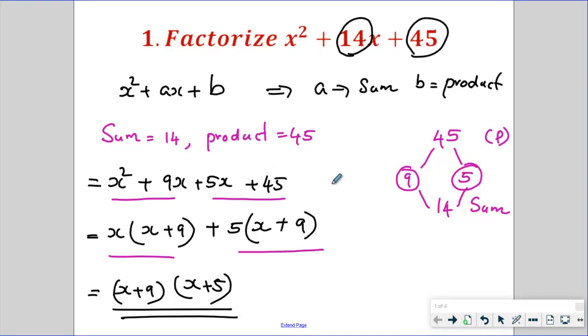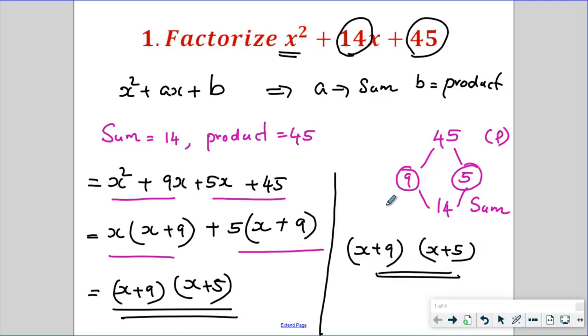Here, instead of doing these steps, you can simply write the factors. So here we got 9 and 5. Instead of x square, you have to take x. Here 9, the sign is plus 9. Now here 5, so we can write x plus 5.